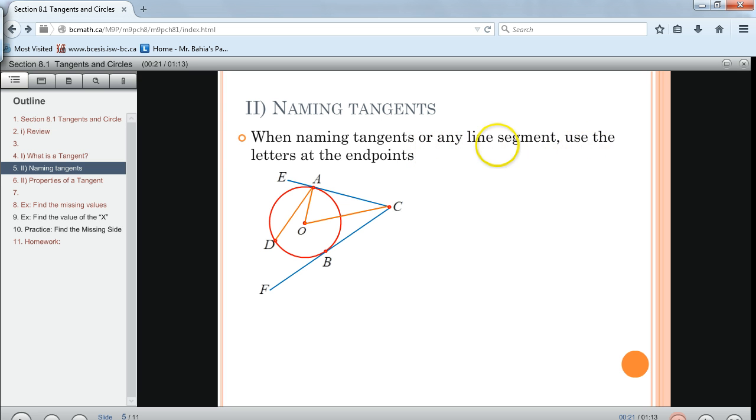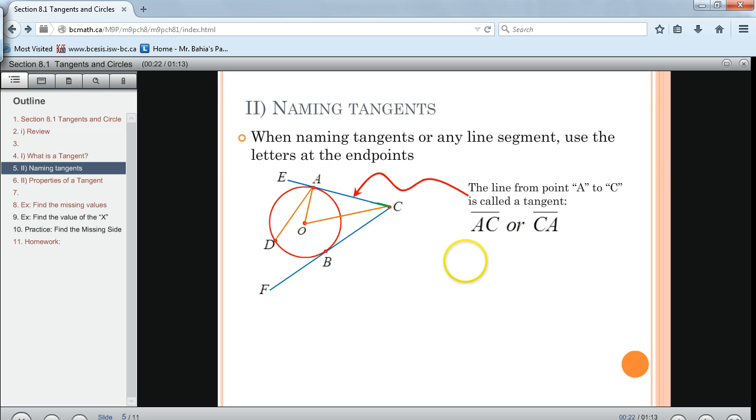Okay, so when math people name tangents or any line segment, they use letters as the endpoints. So, how many tangents do you see on this circle? Well, before I get that, just the naming system. A line from point A to C would be called this. The way they show it would be a line on top, AC. Now you can switch around and call it CA if you want. It means the same thing. But that is a tangent because it touches just at 1 point. That's a tangent. Green tangent.